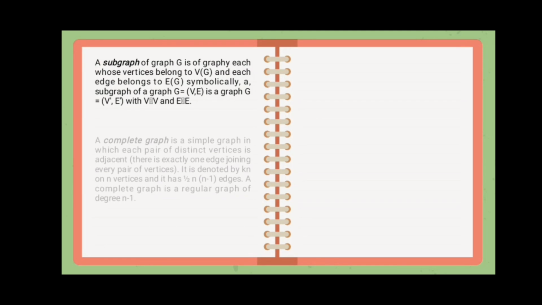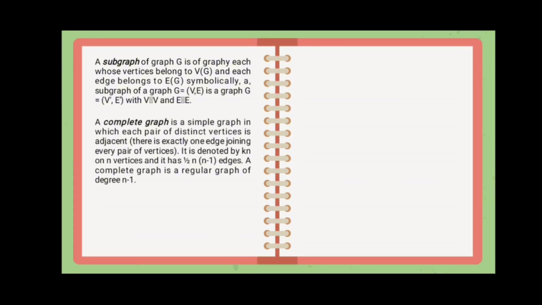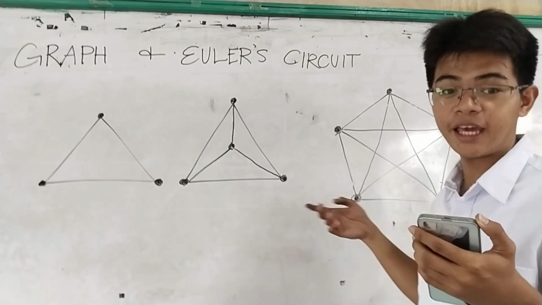After the subgraph is the complete graph. A complete graph is a simple graph in which each pair of distinct vertices is adjacent. There is exactly one edge joining every pair of vertices. It is denoted by K sub n on n vertices, and it has one half n times n minus 1 edges. A complete graph is a regular graph of degree n minus 1. These three are some examples of a complete graph.